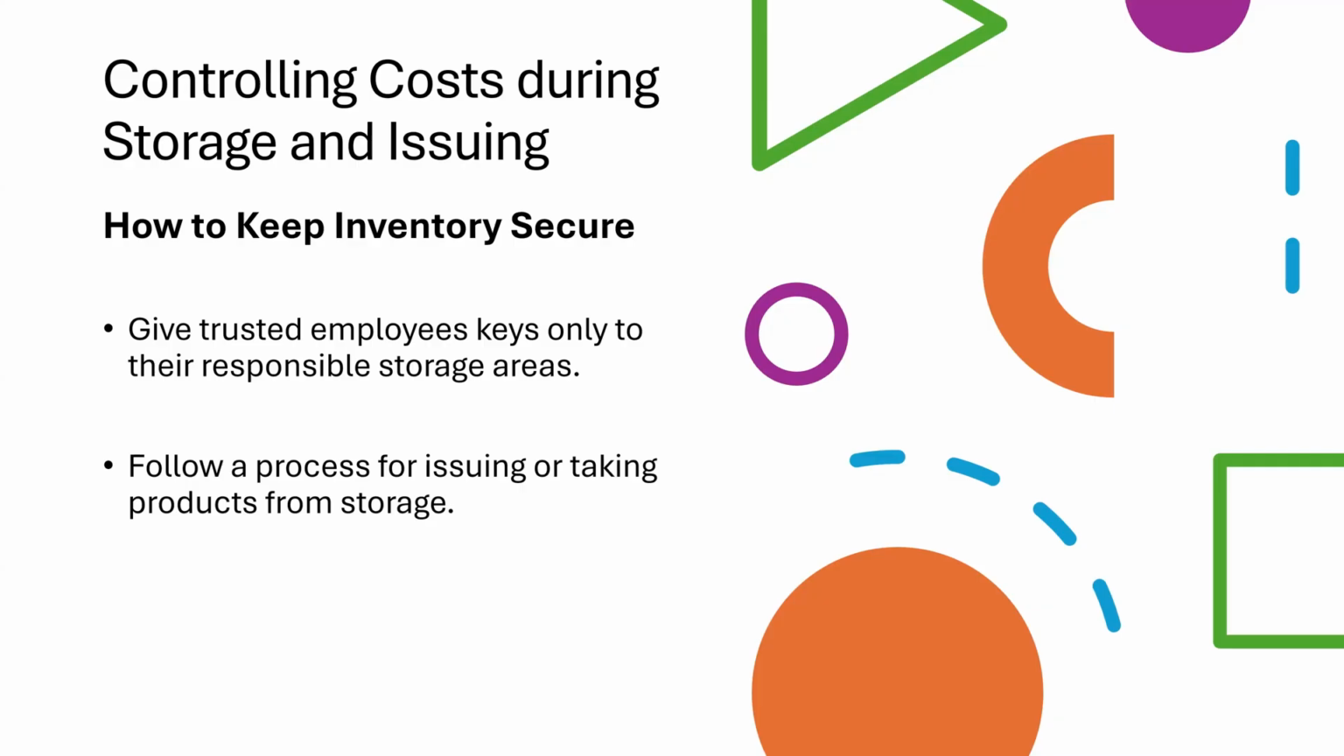Then follow the process that's in place for issuing or taking products from storage. If they have you mark down when you took certain items, I know that might get bothersome and laborious, because you've got things to do and you're probably very busy going in and out of the storage. But at the end of the day, it helps everybody to be more accurate. And if we're more accurate, our food costs and food cost percentage are very accurate.